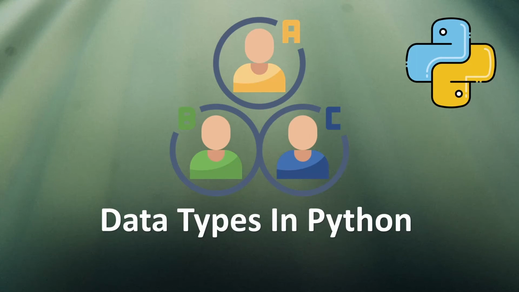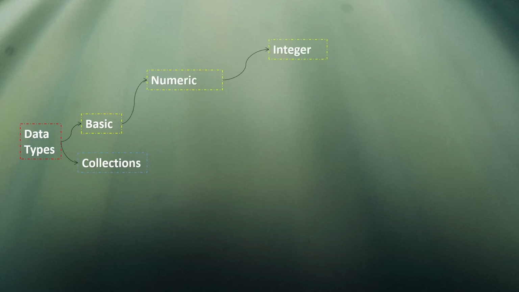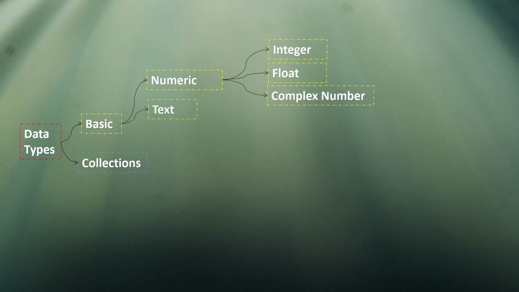Hello everyone. So in this video we are going to see the various data types present in the Python programming language. The first category of data type is basic and the next is collections. Under basic we have numeric. In numeric we have integer, float and complex number. Then under basic we have text, and under text we have string. Then under basic we have Boolean.